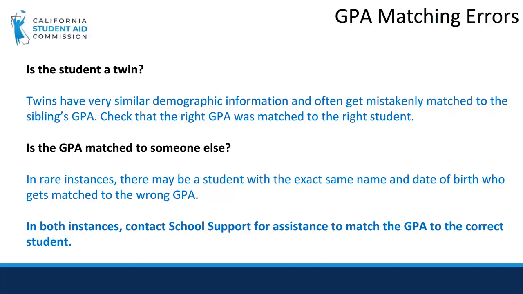There are instances where students' name or demographic information is so similar that it matches to the wrong person. We see that happen often with twins because their address, date of birth, and sometimes even their names are similar. Is the GPA matched with someone else? In rare instances, there might be a student with the exact same name and date of birth who gets matched with the wrong GPA. In both instances, contact school support for assistance to match the GPA to the correct student.